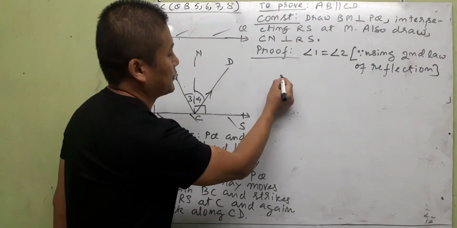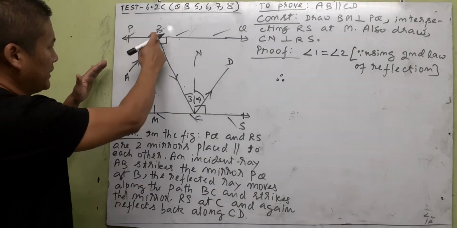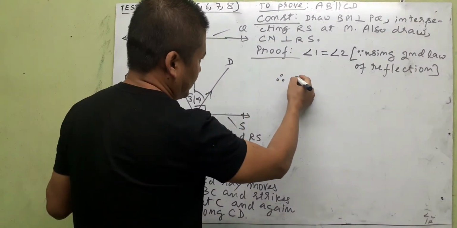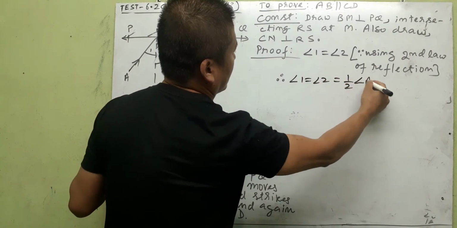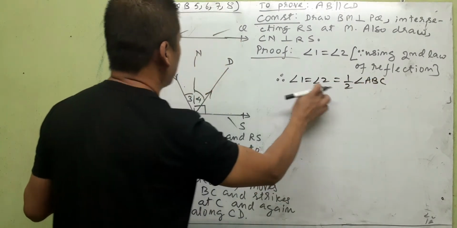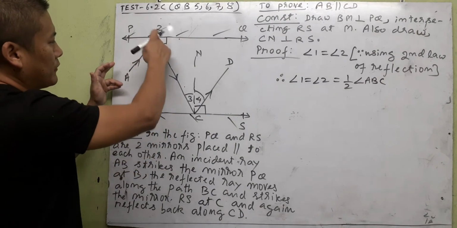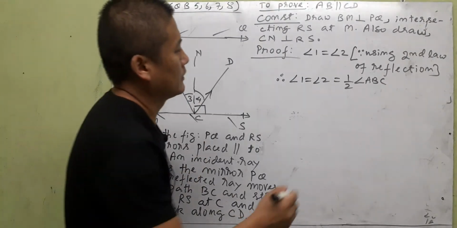So if 1 and 2 are equal, now 1 plus 2 together is angle ABC. So 1 and 2 are equal means angle 1 and angle 2 will each be equal to half of the big one, ABC. Because 1 and 2 together make ABC and they are equal, each of them will be half of the big angle, right? So this is equation number 1.